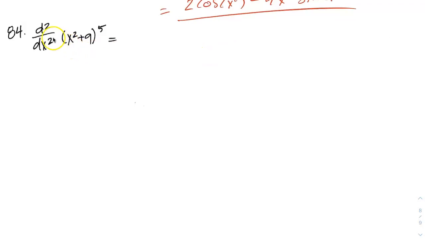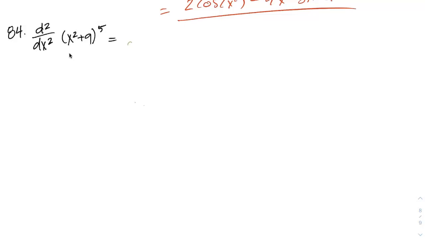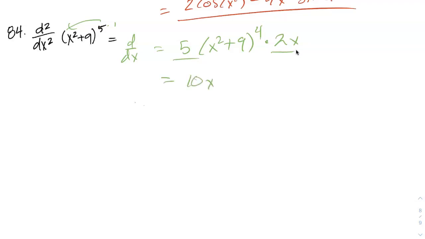Next one, same idea. They want you to take the second derivative of this. So the first derivative, just the chain rule, so bring it down, subtract 1 off. So I get 5 times (x squared plus 9) to the 4th times the derivative of the inside, which is 2x. Simplify a little bit, so I'm going to combine these two. So I get 10x (x squared plus 9) to the 4th. And then next, I want to take the second derivative of this. So we're going to do it one more time.